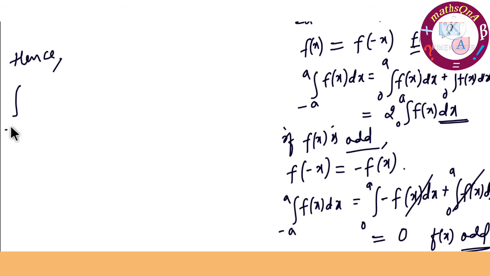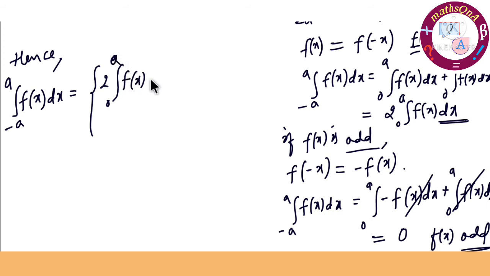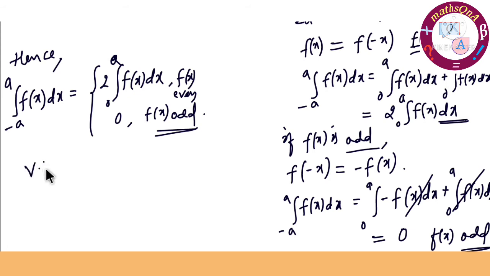Hence integration of minus a to plus a f of x dx is equal to 2 times integration of 0 to a f of x dx when the function is even, and 0 when f of x is odd. This is a proof. This is very important for 6 marks.